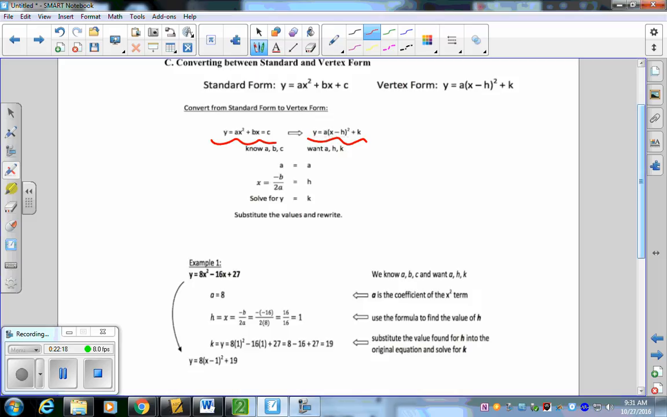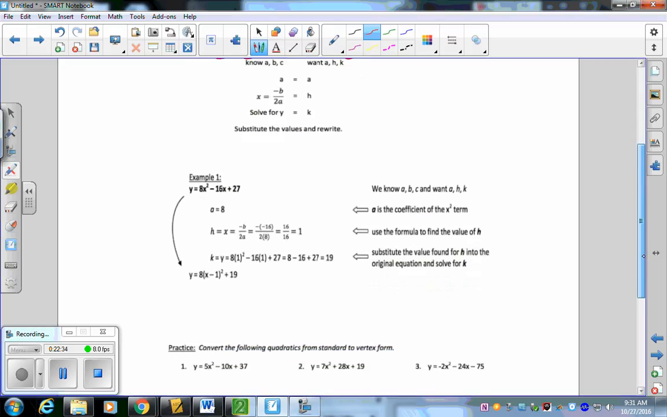So to find the X value, that's your H, remember, this is the X value of the vertex. So to find it, we're just going to do -b over 2a, just like we did before, and then solve for the Y value. So we've done this before. And then we just substitute our values in.